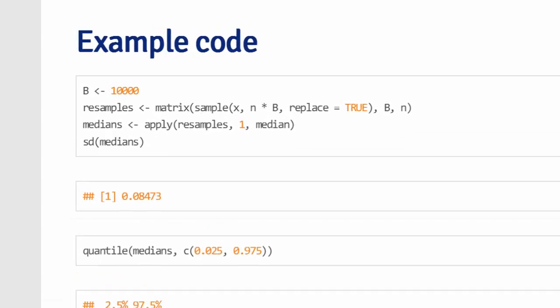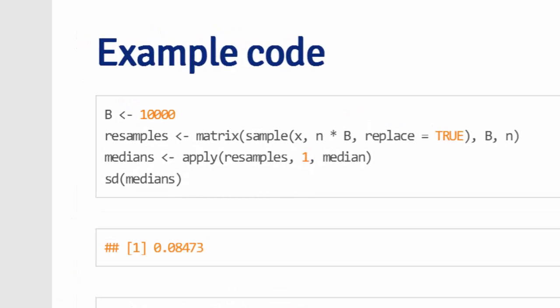Let's go through some quick example code. Remember the father-son data, where our x is our son's heights. Remember we assigned this vector x to be the son's heights. I'm going to define b to be 10,000. That's going to be my number of bootstrap resamples. And I've already previously defined n as the length of x, the number of observations that I have.